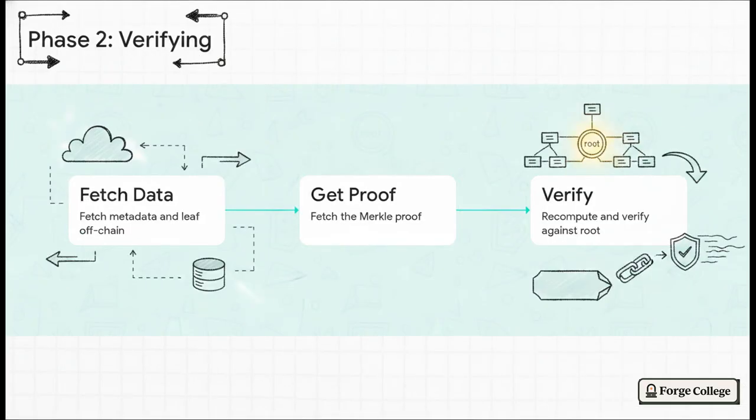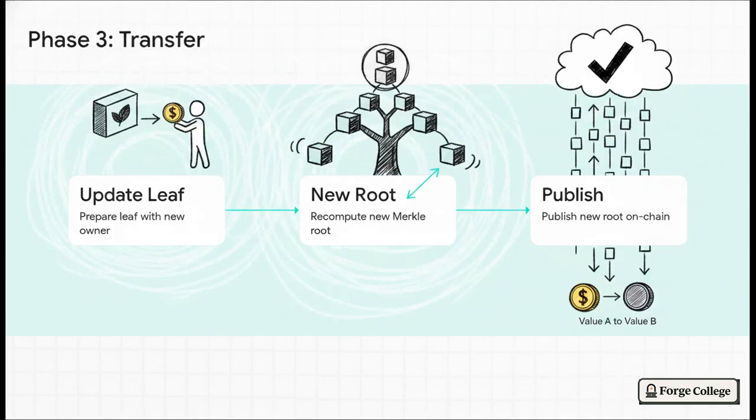Now, Phase 2. Ownership verification. A user connects to a marketplace and wants to view their NFT. The marketplace fetches the metadata and the specific leaf off-chain. It grabs the Merkle proof. Then, it runs the math locally or asks the chain to verify it against the anchored root. Because this proof is logarithmically small, it's lightning fast. The marketplace can confidently display the artwork with a verified badge without ever having to pull the JPEG directly from the blockchain itself.